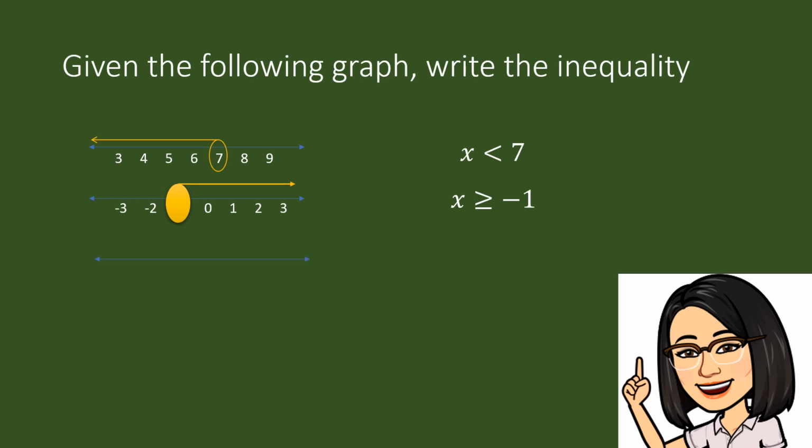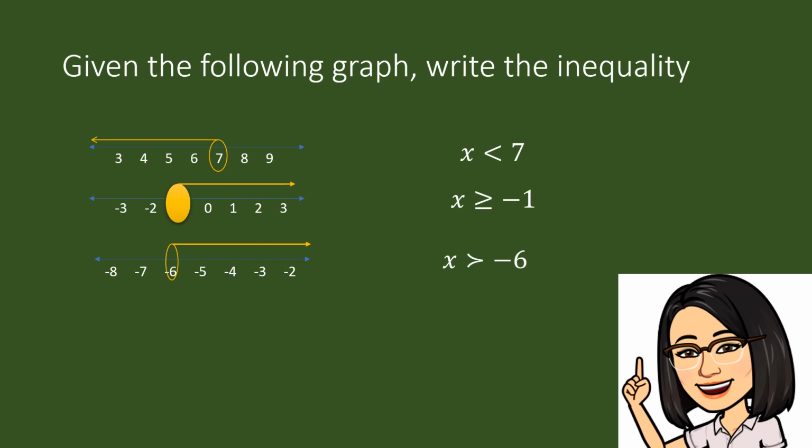This time, the numbers are from negative 8 to negative 2. And negative 6 is a hollow circle. The arrow goes to the right. So what is our inequality? Yes, it is x is greater than negative 6.